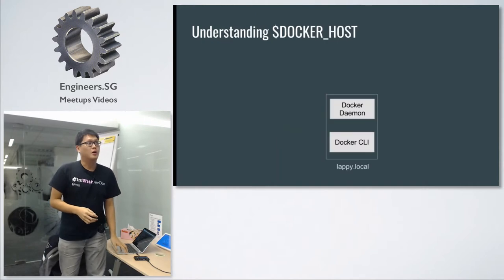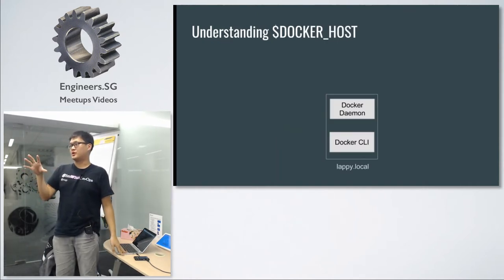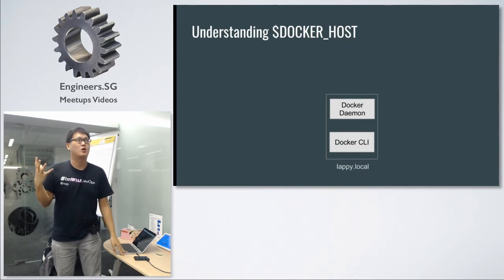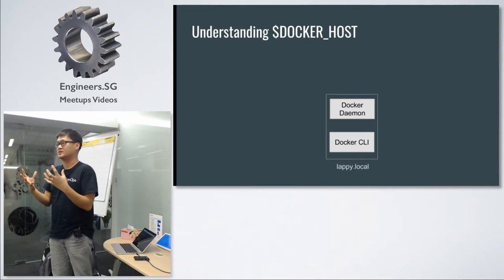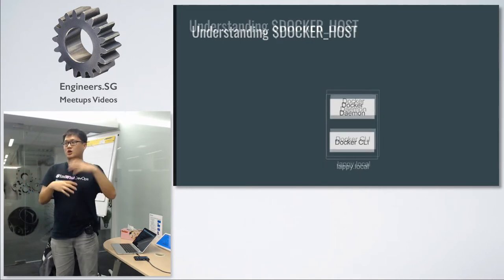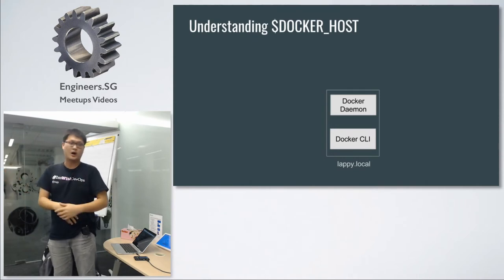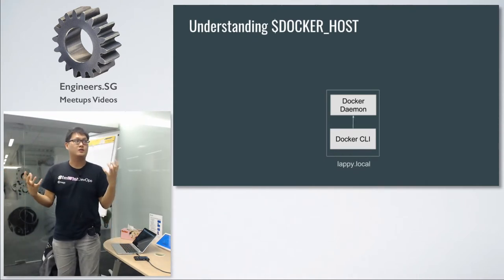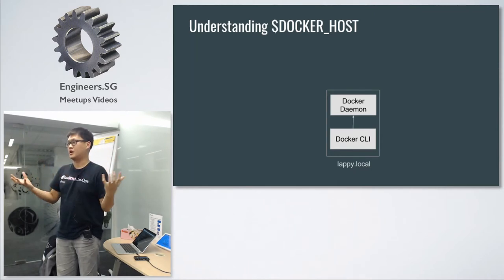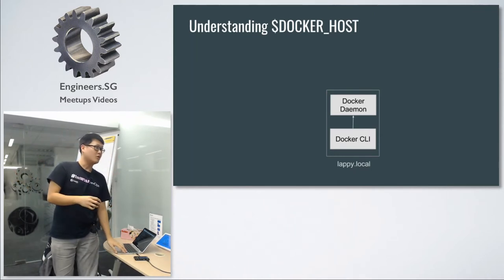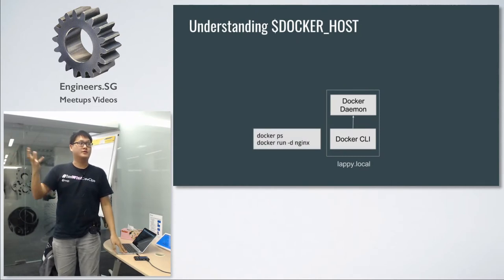So there's this little known feature of Docker. I'm not sure whether you guys know it, but it took some time for me to get it. So there is this Docker host. When you install Docker, what you're actually installing is two pieces: one is the Docker CLI, the command line interface, and one is the Docker daemon, which will spawn processes. The CLI talks to the daemon through a Unix socket. So when you run docker ps or docker run -d nginx, the CLI goes through the Unix socket and asks the Docker daemon to spin up a container. That's basically a Docker host.